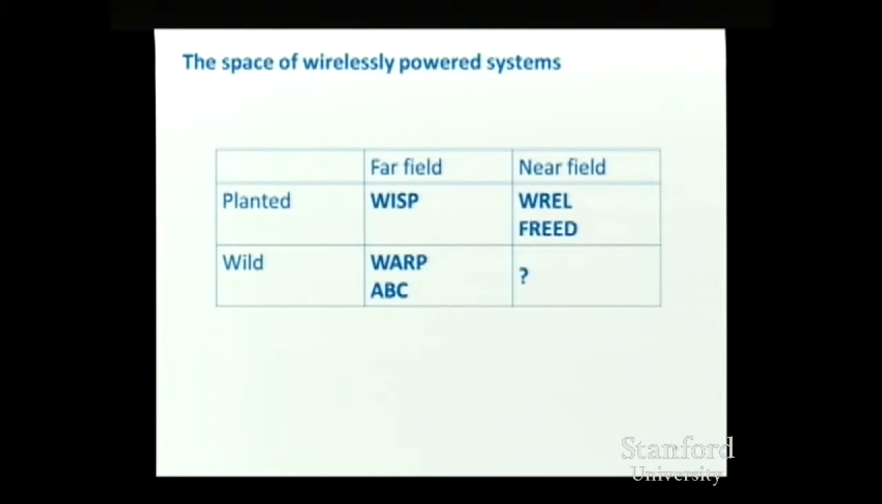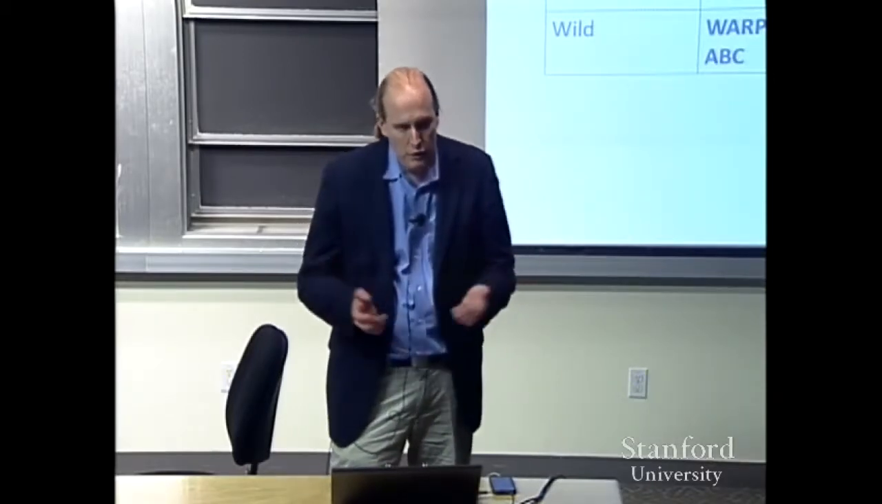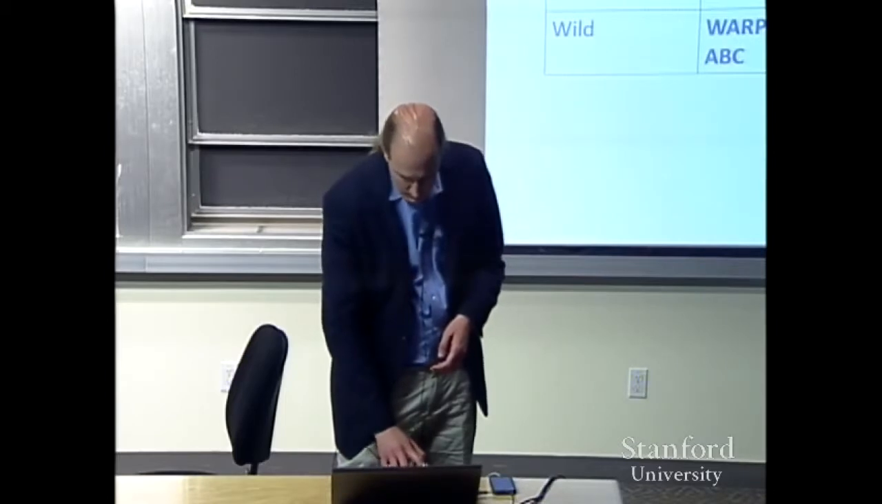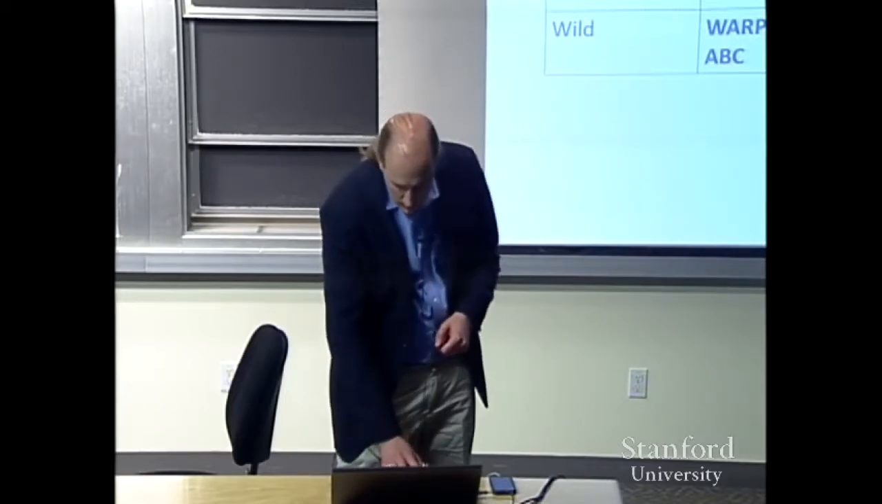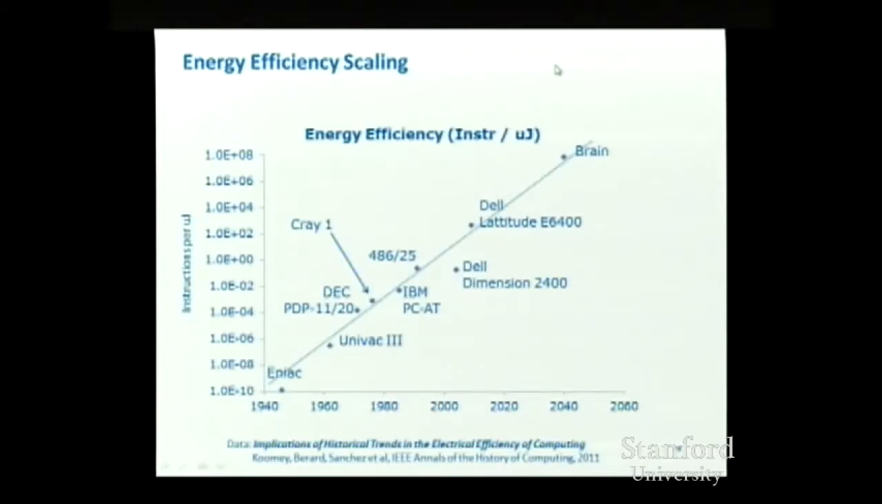The near field systems are larger amounts of power, shorter range. And the other axis that I use, you could call it wild or planted. And that is, is this power that we deliberately transmitted with the intention of collecting again later? Or is this power that was already out there for some reason that we found and used? And that's what I'm calling wild. So each of these, we've explored several of these boxes, and these are the names of the systems that occupy each box. And as we go, I'll talk about the specifics.